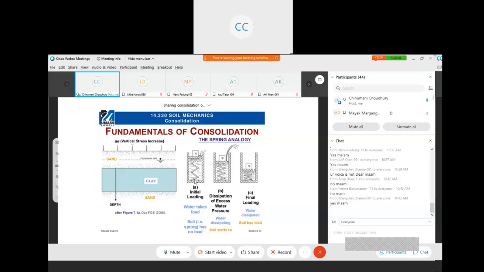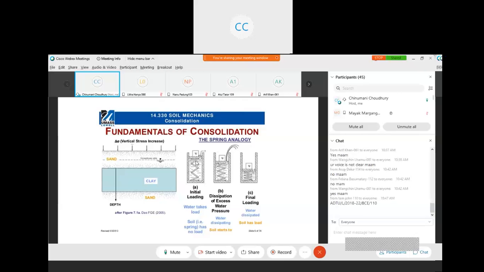Now, what we did, we replaced the entire soil sample by a spring. This is a spring. We replaced the entire soil by a spring. What we assumed is that this is nothing but a spring. Okay? And there is water. And this one is movable. Okay? And there is a hole where water can squeeze out. We can add water and we can squeeze out water from this sample. Okay.